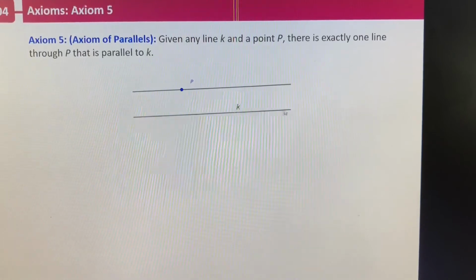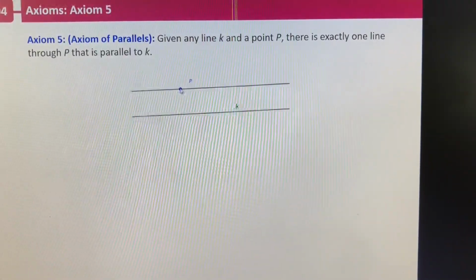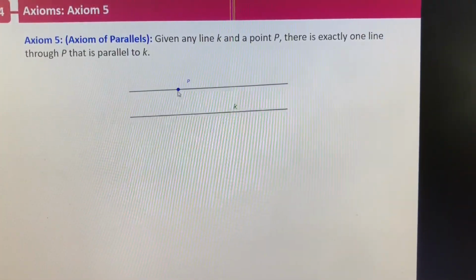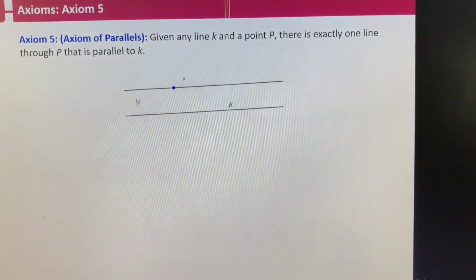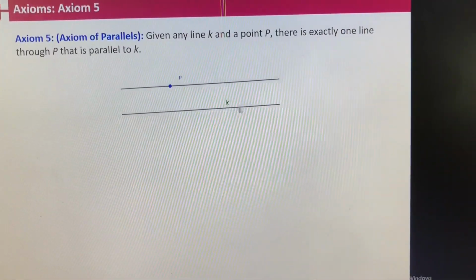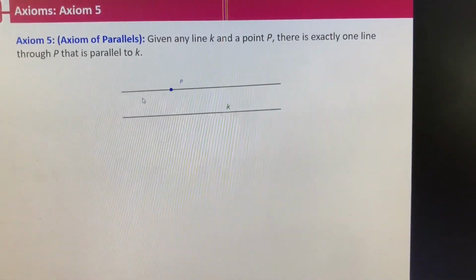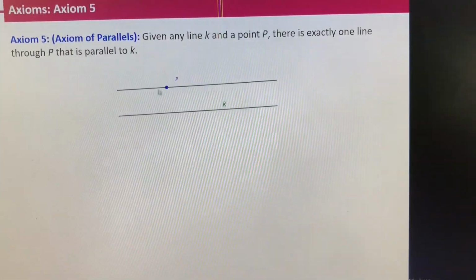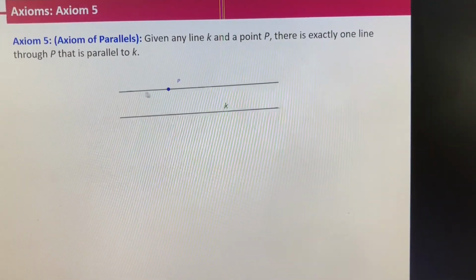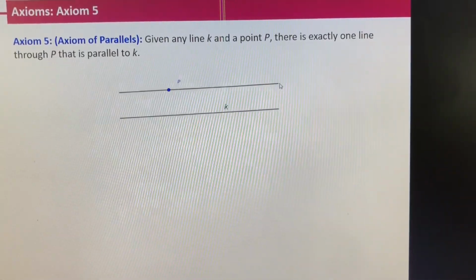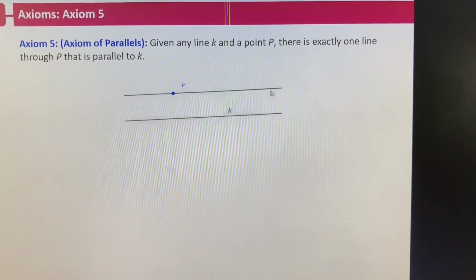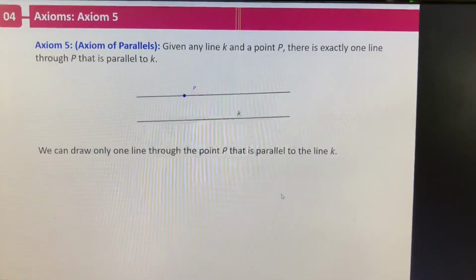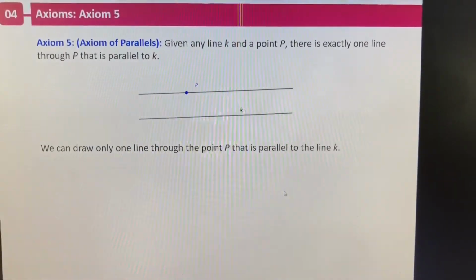We have our line K, and we have a point that's above it in this case. In order to draw a line through that point that's parallel to K, it must have the same distance between it wherever we measure. So if I was to ask you all to draw a line parallel to K, but it must pass through this point, then we would all draw this exact same line here. So there's only one possible line that we can draw. We can draw only one line through the point P that is parallel to the line K.